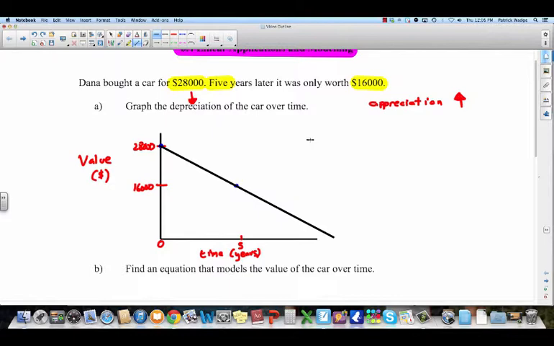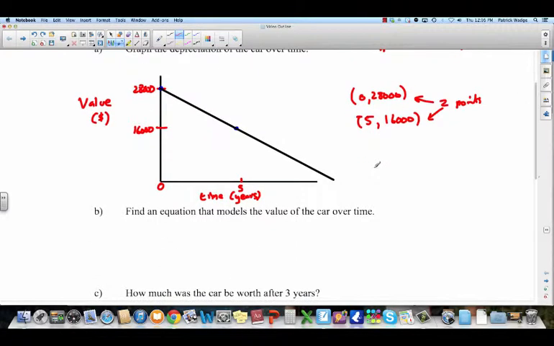Alright, there you go. Now, you don't actually even need to graph these things. If you want, you could just use the 2 points. So I'm just going to write the points here that we're dealing with. The 2 points we're dealing with there are (0, 28,000) and (5, 16,000). Okay, those are our 2 points. And we're going to show you in a second how really you don't even need to graph it, you could just use those 2 points.